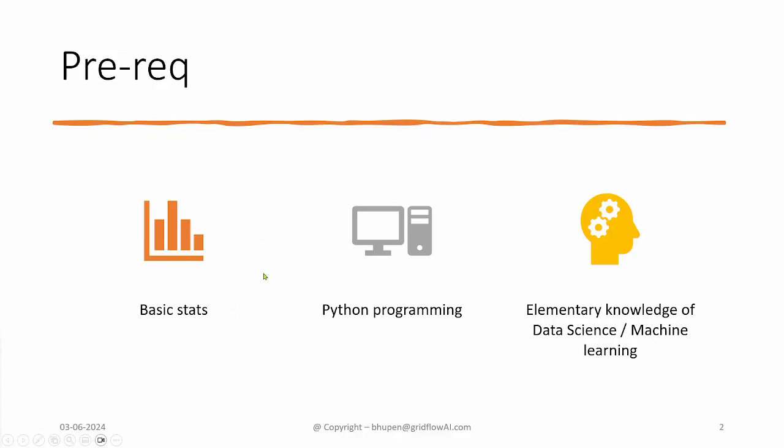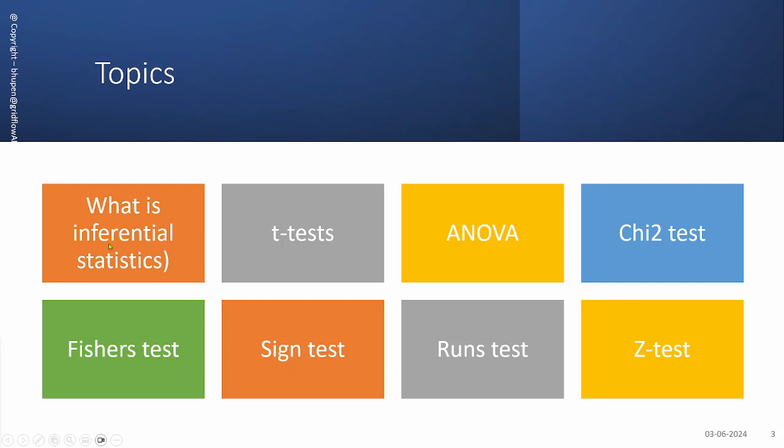Some of the prerequisites that we need are some elementary knowledge about statistics and probability, for example, probability density function, the cumulative density function, and so on and so forth. Python programming would be highly useful, and some elementary ideas about data science as such and machine learning. The topics that I'll be covering here, I'll provide the overview on inferential statistics to start with, and then I'll cover some popular inferential techniques like t-test, ANOVA, chi-square, runs test, and z-test.